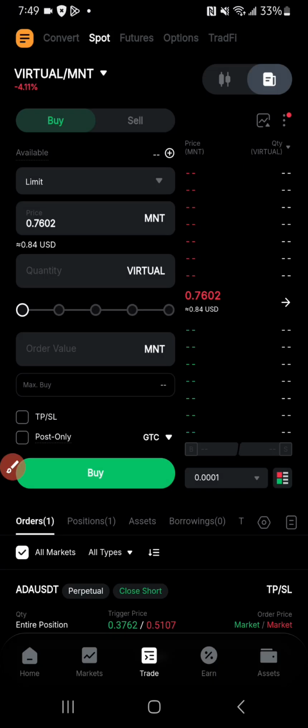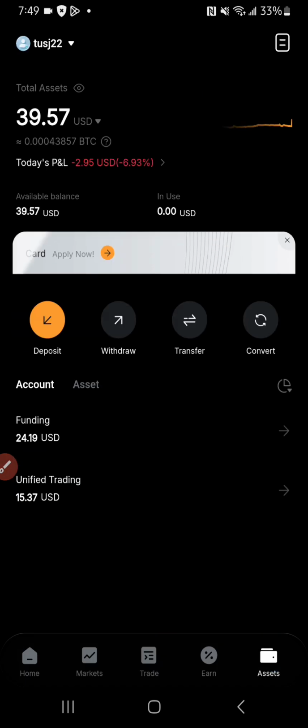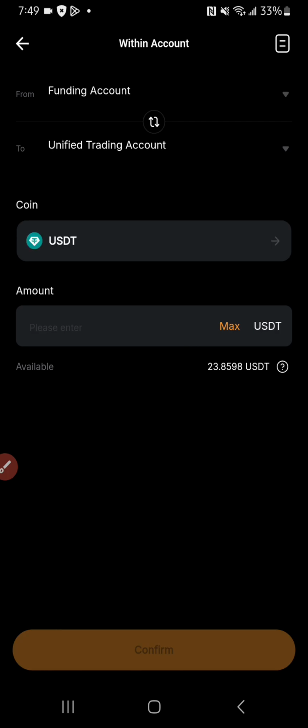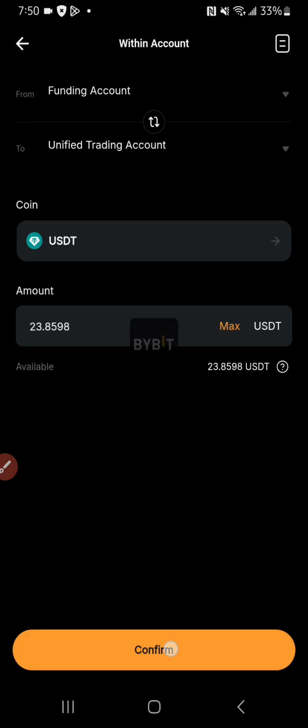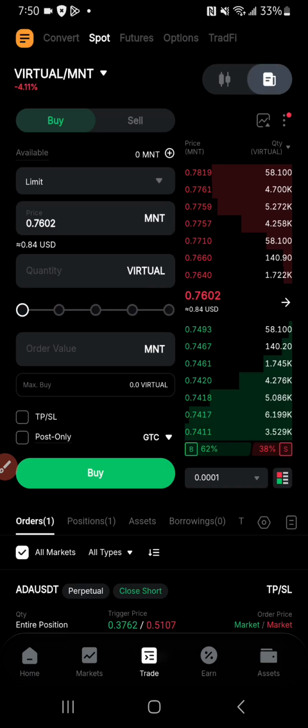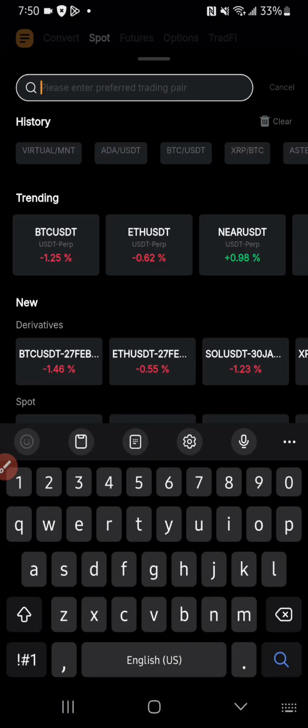Let me show you how to do that in real time. So I need to transfer some USDT from my funding account to my unified trading account. This will be used to do all of this because the trading happens on the unified trading account. So at this point, you will need to search for MNT.